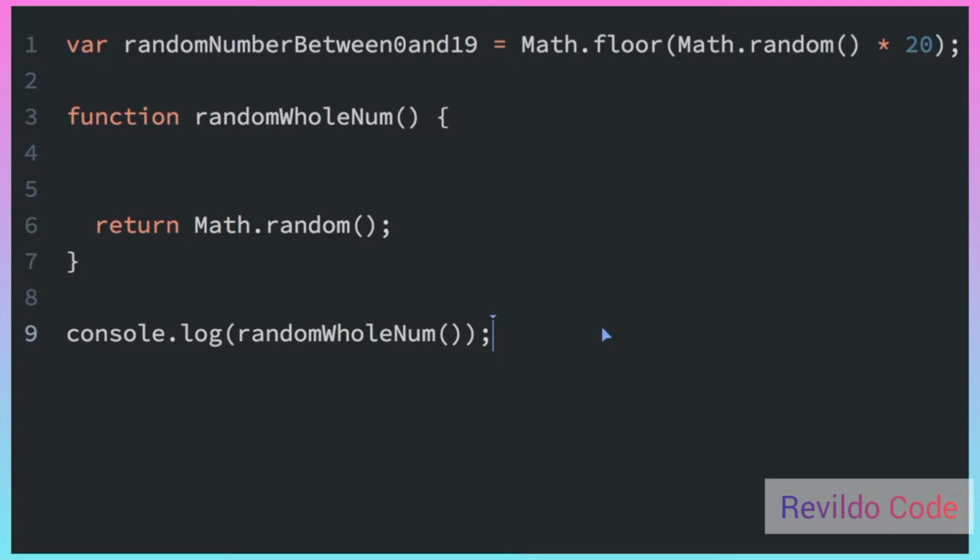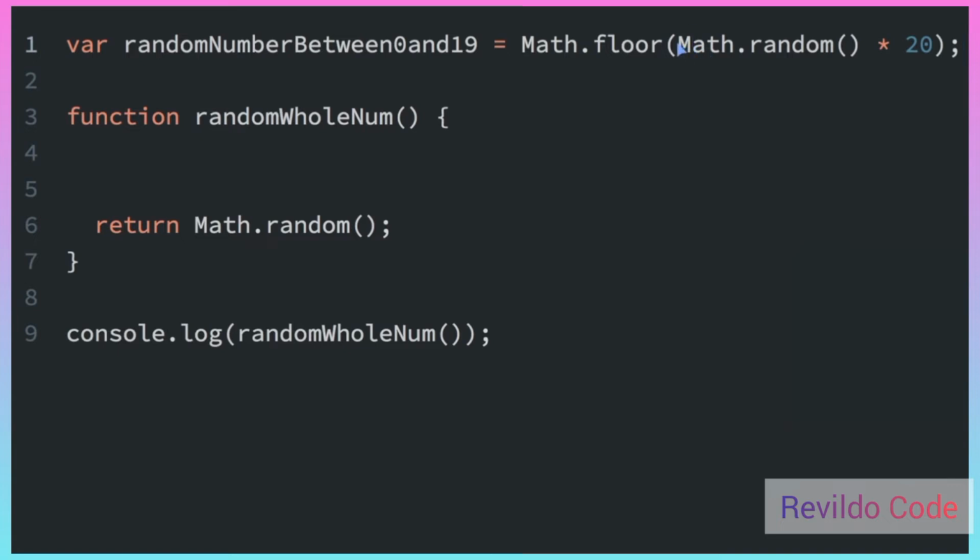Often you want a random whole number instead of a random decimal number. That can be accomplished with Math.floor. We have Math.floor here. This rounds down to the nearest whole number. So we pass in Math.random times 20, and then we round down to the nearest whole number. This is going to create a random whole number between 0 and 19.